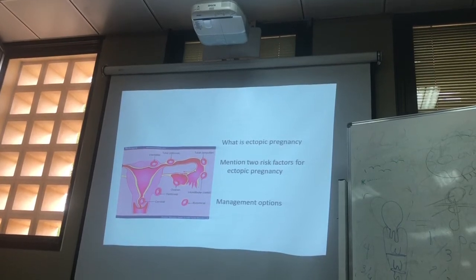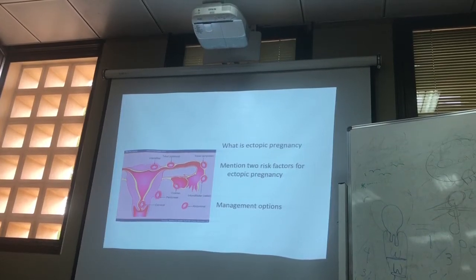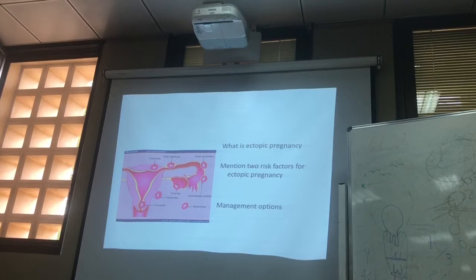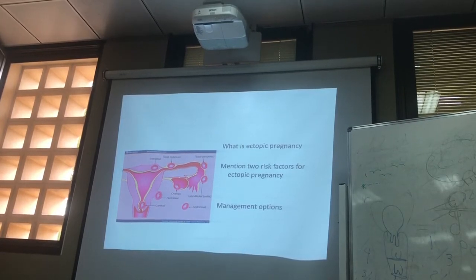Okay, what's the failure rate of an IUCD? Less than 1%. Okay? Then it prevents all pregnancies. If a woman is not taking any method of contraception, what's the chance of getting pregnant?